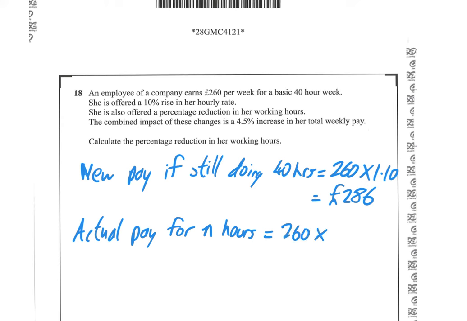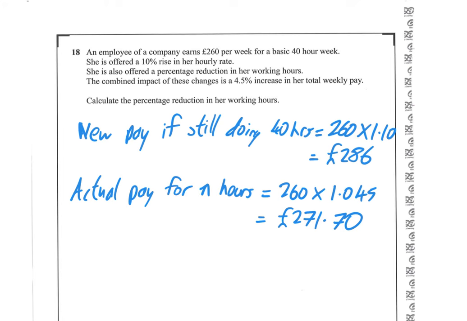And remember, it says the combined impact of all these changes is a 4.5% increase. So multiply that by 1.045, which is equal to £271.70. Okay, so that's what her actual new pay is going to be. So let's just work out what the increase then is, or sorry, we'll say what the reduction is then.